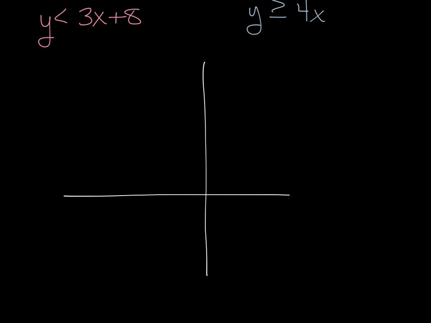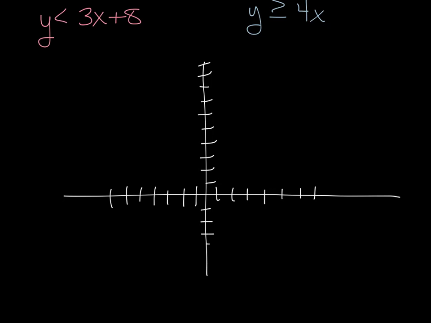All right, so the first 2 inequalities that we're going to graph are y is less than 3x plus 8 and y is greater than or equal to 4x. So again, I still have to make my coordinate plane here, taking into account where I need to graph. So I've got 1, 2, 3, 4, 5, 6, 7, and so on, counting out my axes, up to 10 and down to 6.